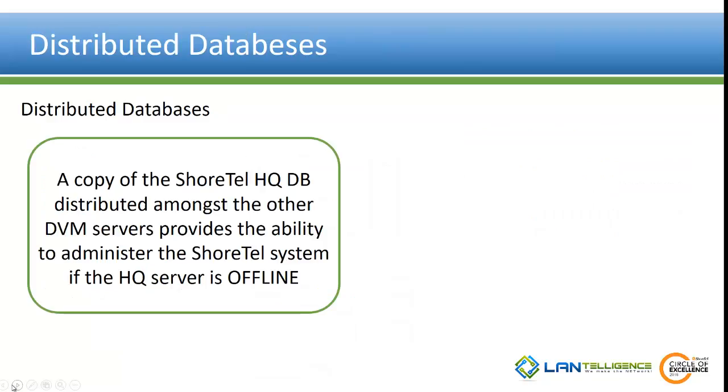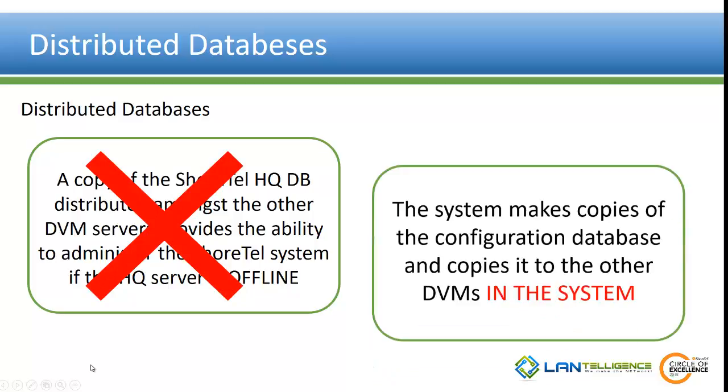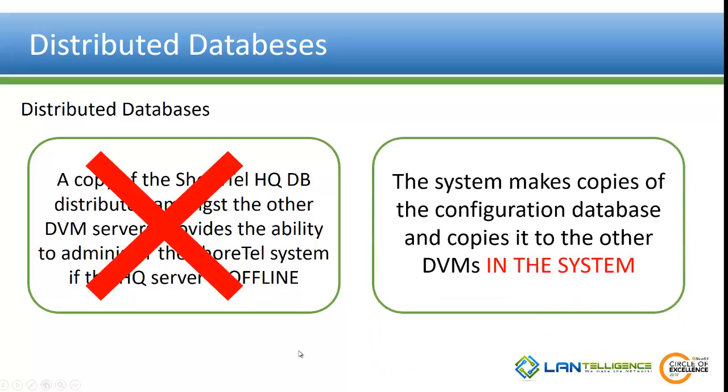Now, distributed databases. Let's look at that. It's a copy of the local ShoreTel HQ database that actually gets distributed to other distributed voicemail servers, or DVS servers. It provides the ability to administer the ShoreTel system even if the HQ server is offline. That is absolutely incorrect. What happens is it makes a copy of the configuration database and copies it to the other DVMs in the system, or DVSs in the system.